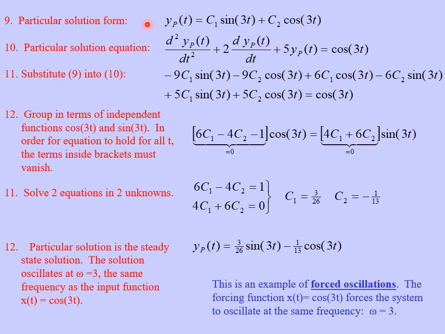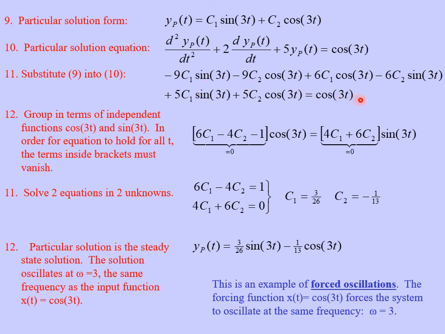Okay, so the particular solution form, remember the input of this system was a cosine of 3t. So the particular solution from that table a few slides back is C1 sine of 3t plus C2 cosine of 3t. Remember, we have to include both a sine and a cosine term. So we have to take this particular solution and plug it back into the whole differential equation, the left side and the right side. This is a little bit messy because you have to take the first and second derivatives and plug it all in, so you end up with lots of terms here.